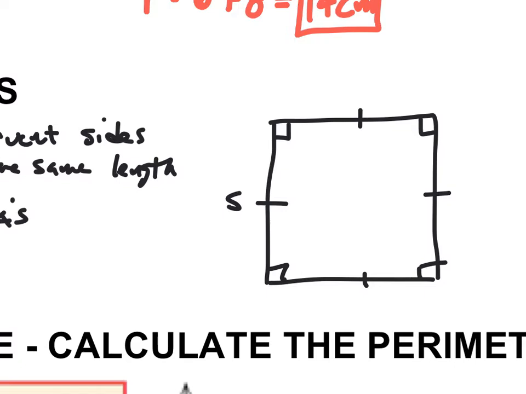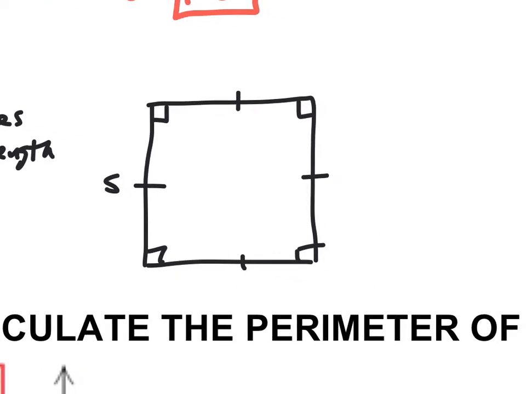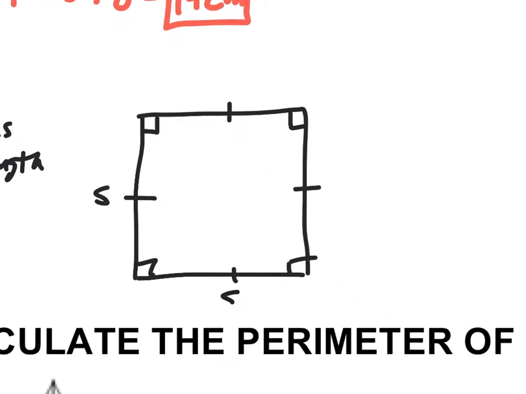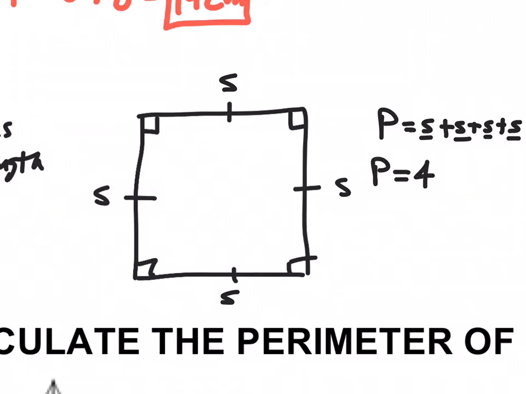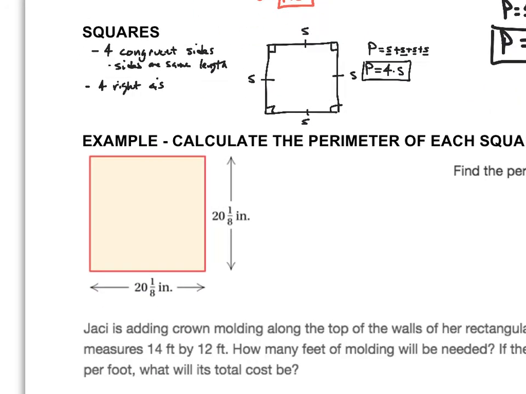Now, we also have a formula for this, okay? If this is length S, then this also has a length of S, and this has a length of S, and so does this one. So my perimeter would then be S plus S plus S plus S. Okay, and if I have 4 of them, I'm repeating that addition, my perimeter is just going to be equal to 4 times that side length S. Okay, so pretty easy.